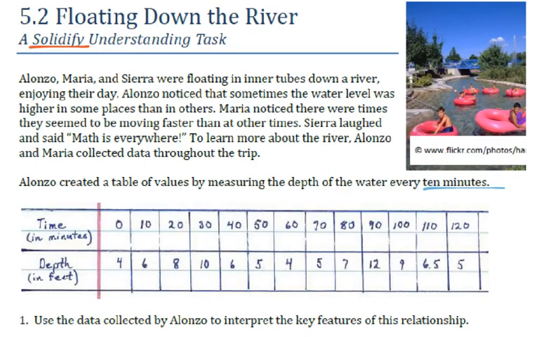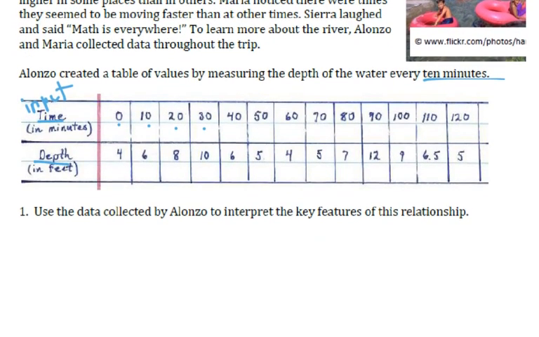So, we could say our input here is the time, so every 10 minutes, and then our depth in feet. I started out at 4 feet. At 10 minutes, we were at 6, and so on. So we've got a table there.